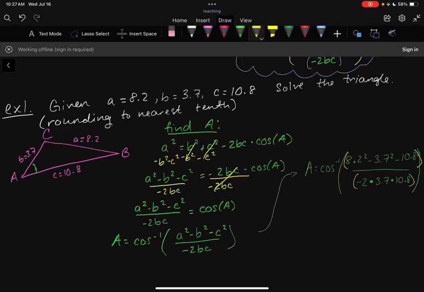I would have cosine inverse. If you want me to write it out in a row, I can. So let me go ahead and maybe do that. I don't know if you would find it helpful. Some people do. So I would literally write out cosine inverse, parentheses, parentheses, 8.2 squared minus 3.7 squared minus 10.8 squared, close parentheses, divided by, open, negative 2 times 3.7 times 10.8, close, close. So that's exactly what I would type in.